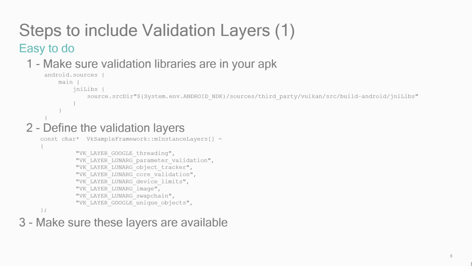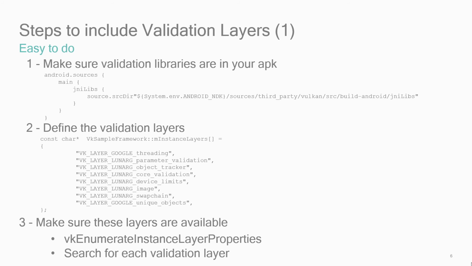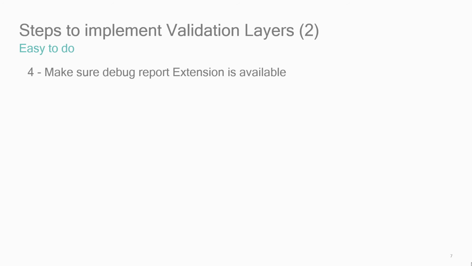Then make sure these layers are available. You'll use the VK enumerate instance layer properties twice, once to get the number of layers so you can properly allocate memory, and then again to get the actual layer names. Once you have the list of found layers, search through it and verify that the validation layers you're requesting are included. Make sure the debug report extension is available.